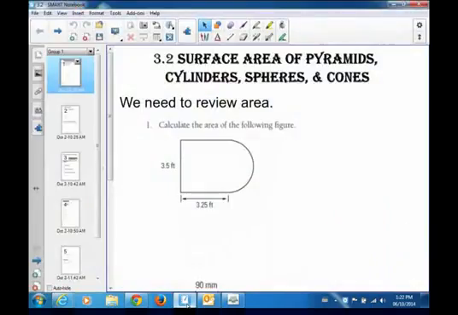Okay, we got this 3.2: surface area of pyramids, cylinders, spheres, and cones. It continues on from where we left off with 3.1. More areas, and they're a little more complex, that's all. We need a review of area first though, eh?